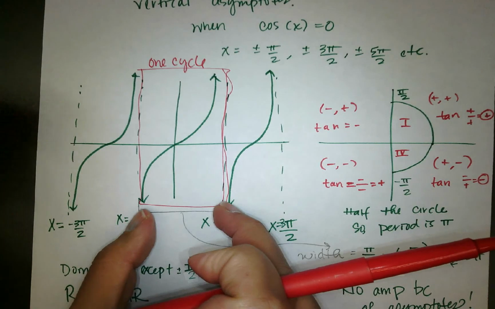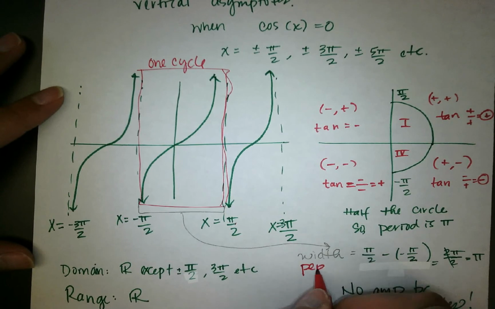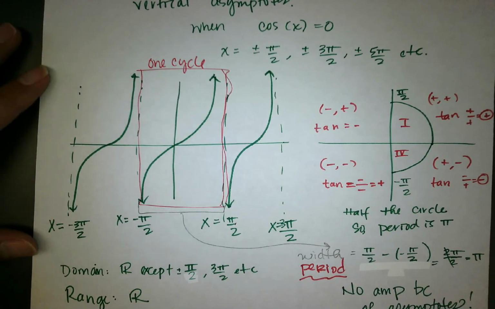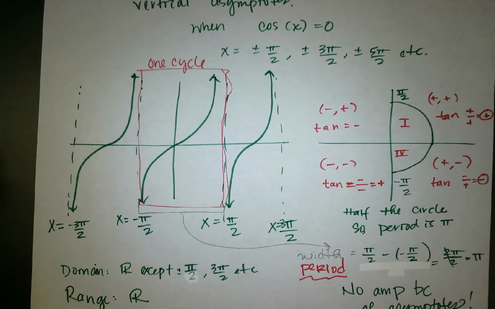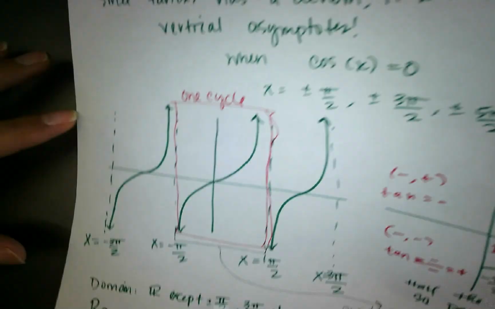For sine and cosine, our width is 2 pi. Our period is 2 pi. How wide is this graph? You do the highest number minus the lowest number: pi over 2 minus negative pi over 2. Sorry, that equals pi. So that's the width of your graph. That's your period. For sine and cosine, you have to go around the whole circle one time, so 2 pi, to get all of the outputs. For tangent, you only need half of the circle to get all of the outputs. So your period is only pi for tangent. Okay, so here's all the information.